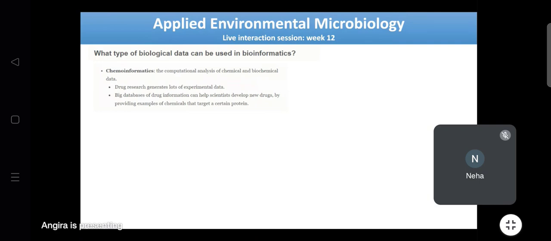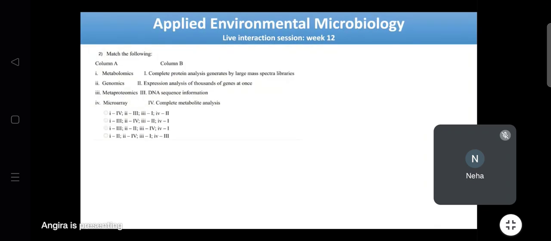So with that, let's go to the next question. So the next question is a match the following question. So you have two columns, one having a set of options and another having its corresponding answers.